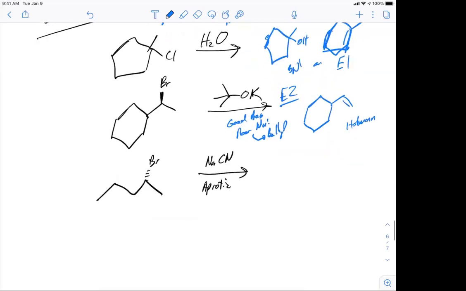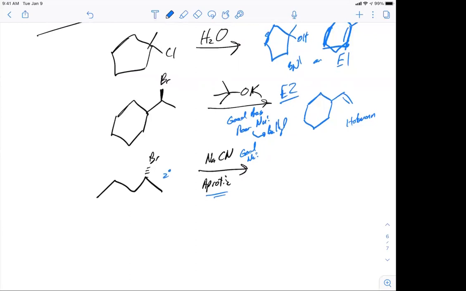Next one, I have a good nucleophile. Right, I've got an aprotic solvent. I've got a secondary position. Is the nitrile a good base? No. So therefore, we get SN2. Okay, so you'll need to be able to determine the SN1, SN2, and all the different mechanisms.